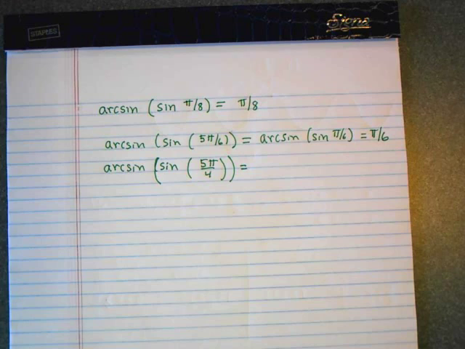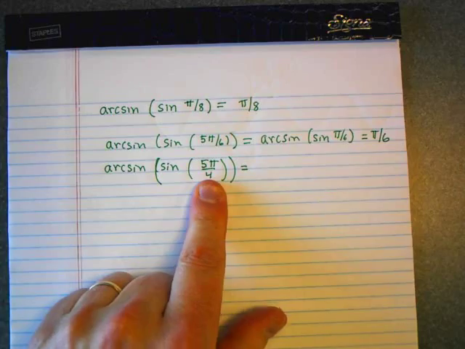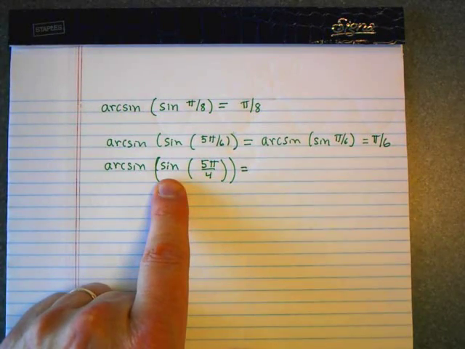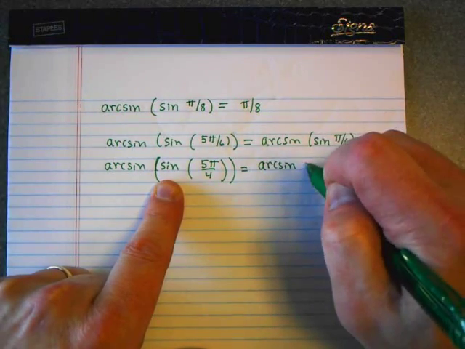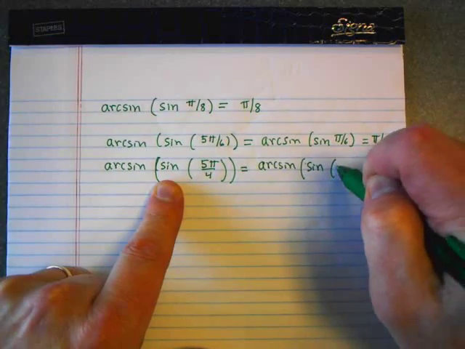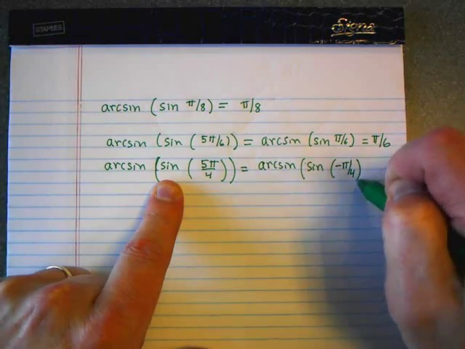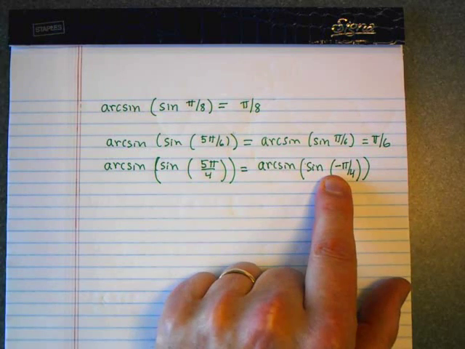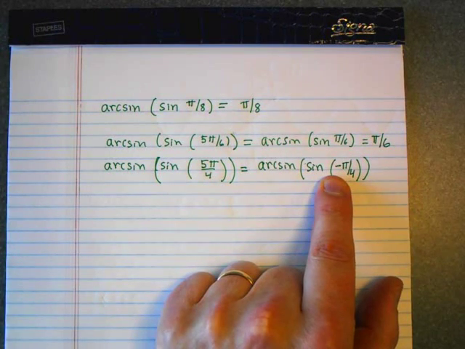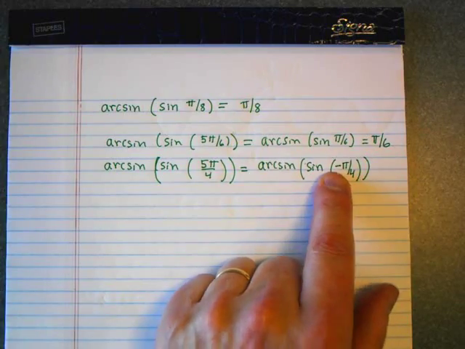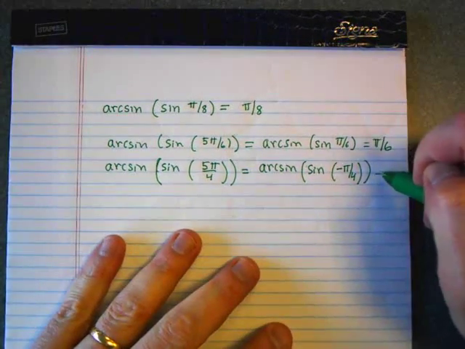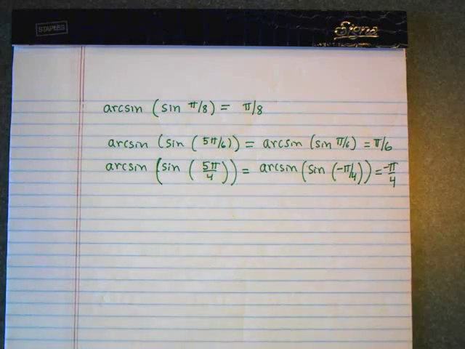Where did that negative come from? Because it's in the third quadrant. 5 pi over 4 is in the third quadrant. And is sine positive or negative in the third quadrant? Negative. So what I really want here is the arc sine of the sine of minus pi over 4. Why do I use minus pi over 4? Because this is in quadrant 4 and sine is still negative in quadrant 4. Negative square root of 2 over 2, and then when I do arc sine, I just get minus pi over 4, because minus pi over 4 is in the right zone.